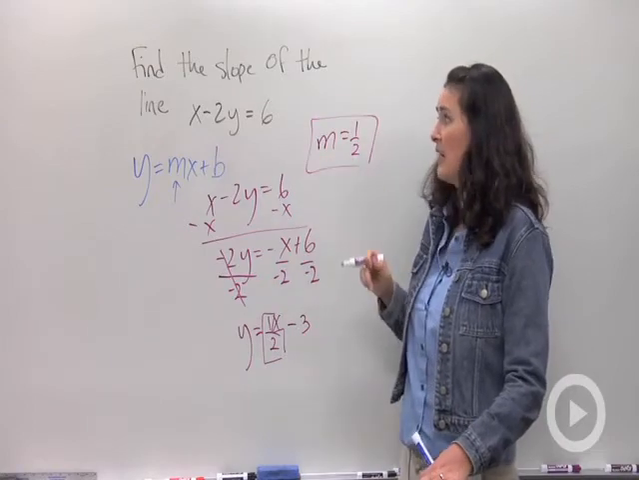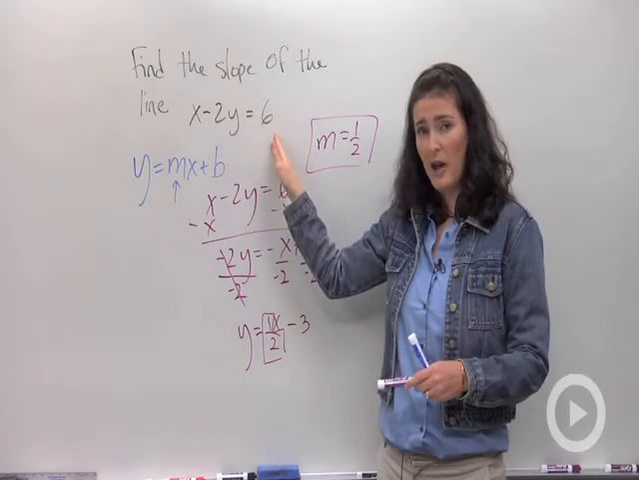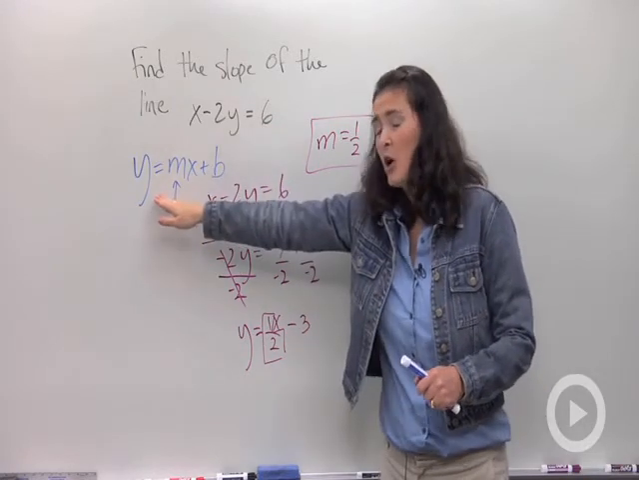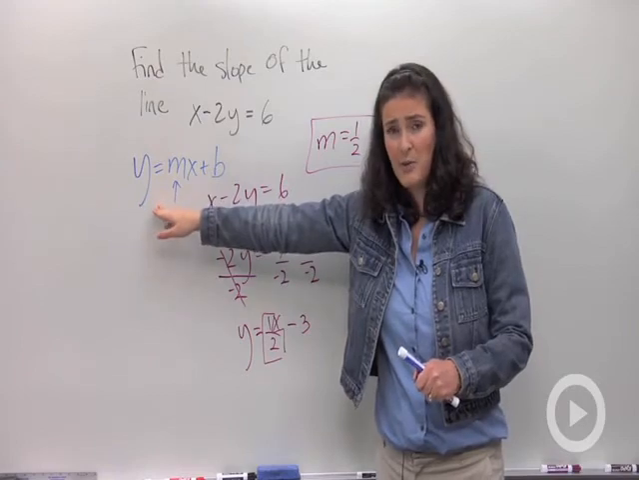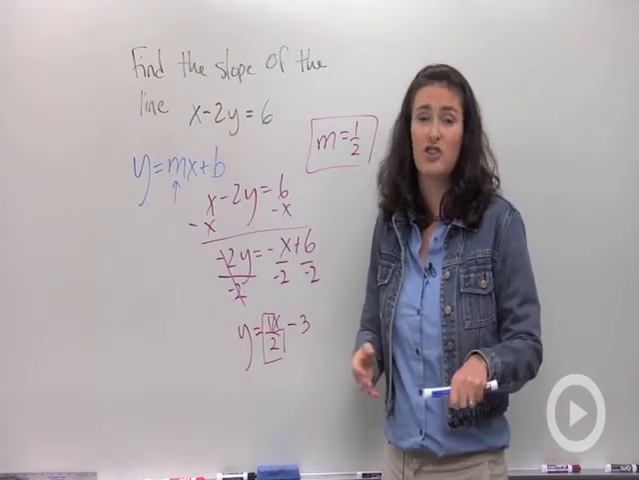Slope equals 1/2. Again, the way you can do these problems, if you're given an equation and asked to find the slope, is to get your equation so that it's solved for y. Put it into y equals mx plus b form, and then the slope number is just the coefficient in front of x.